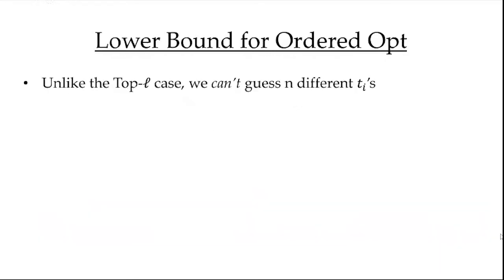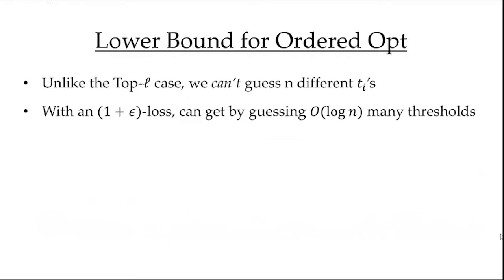Of course, I cannot guess N things, because that would blow up the running time of the algorithm. But here's what you do, which is standard in algorithm design. We bucket the weights in powers of 2 or 1 plus epsilon. We bucket the thresholds, the t's, in powers of 1 plus epsilon. Without much work, you can say that with a 1 plus epsilon loss, you need to guess only log n things, which is also not polynomial because there could be n choices of log n things, but these things that you have to guess, the t's, are decreasing.